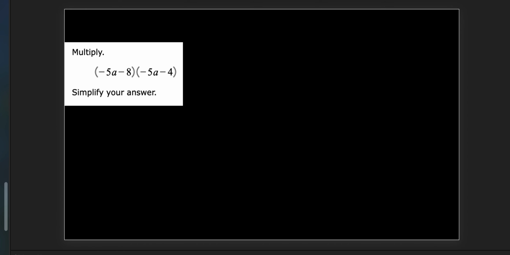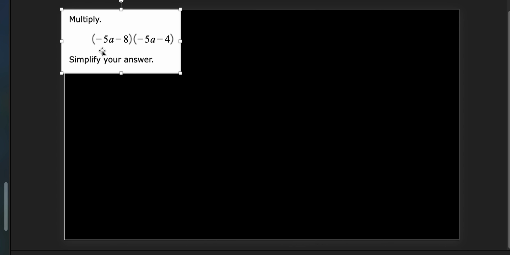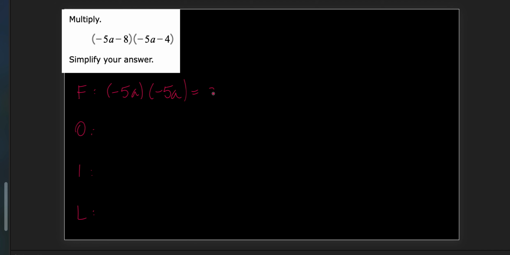So for this next problem, it's the same kind of thing. Use FOIL. We have 2 binomials. Some negative things in there. So the first position, if this helps once in a while, I'll write out FOIL. So the first positions is negative 5 times negative 5. Negative 5a times negative 5a. And that's negative times negative is a positive, so it'll be 25a squared.